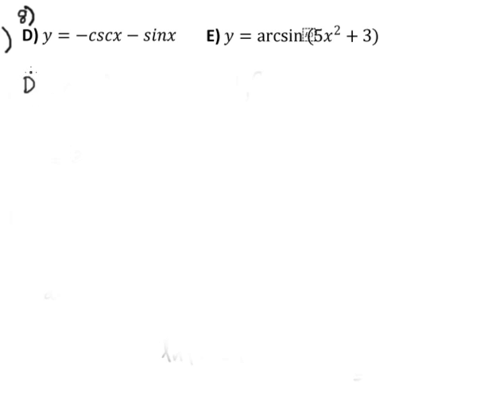So first D. The derivative of cosecant x is minus cosecant x cotangent x. So here we have a minus in front, so that's just going to be cosecant x cotangent x. And the derivative of sine x is cosine x.